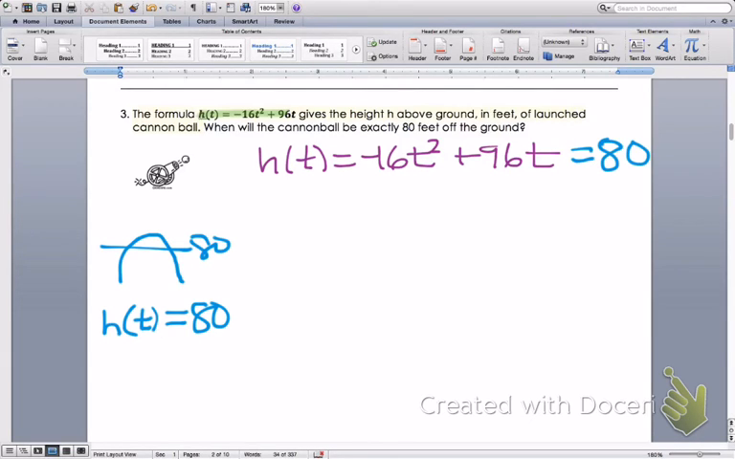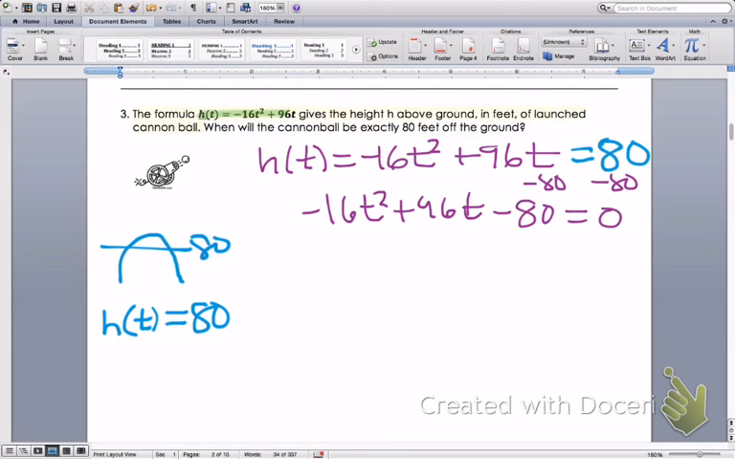Now I'm going to go ahead and solve this. We're going to solve for t and figure out what t value makes it equal to 80. So in order to solve a quadratic, again, I have 3 methods: quadratic formula, completing the square, or factoring. I'm going to move the 80 from the right side to the left side. I'm going to drop the h of t, so negative 16t squared plus 96t. Subtract 80 on both sides. So minus 80 equals 0.